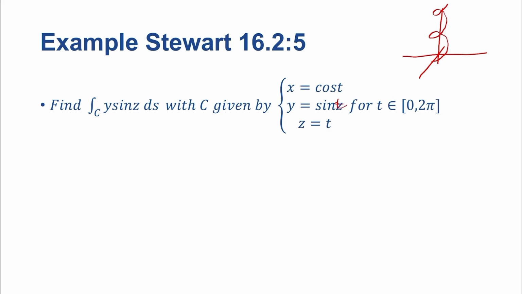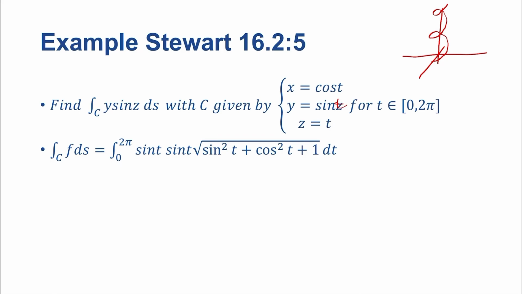Now we want to use the parameterization that they give us, which is nice of them. X is equal to cosine of t, y is equal to sine of t, and z is equal to t. That should be fairly self-explanatory, and it should make sense. We're taking a unit circle and we're stretching it. So what we can do now is plug everything in. We know our bounds. We know how to find the differential element. And we know all of our parameterizations.